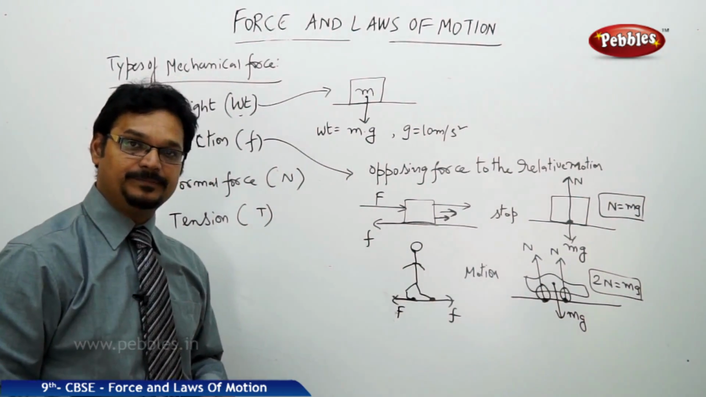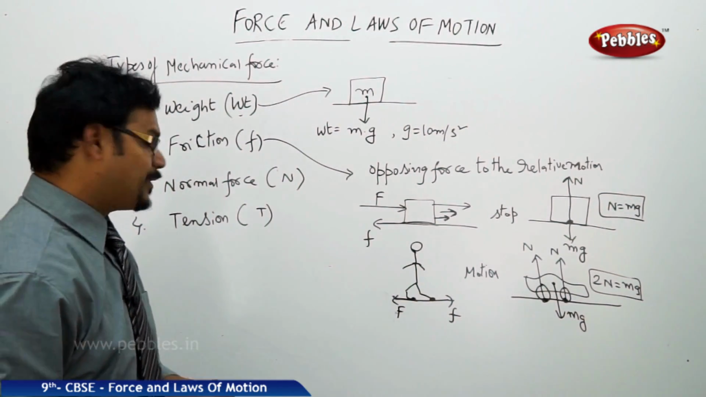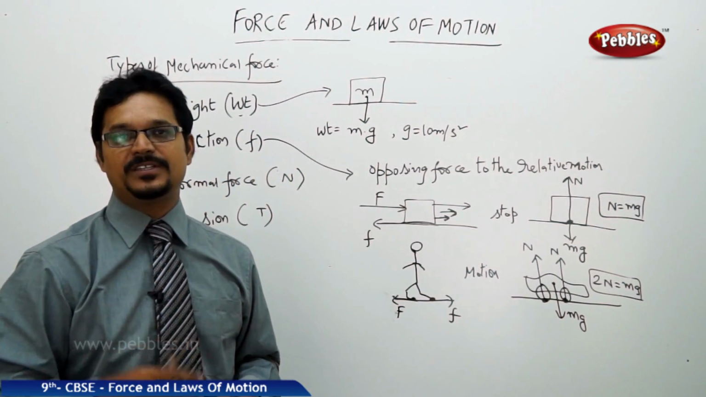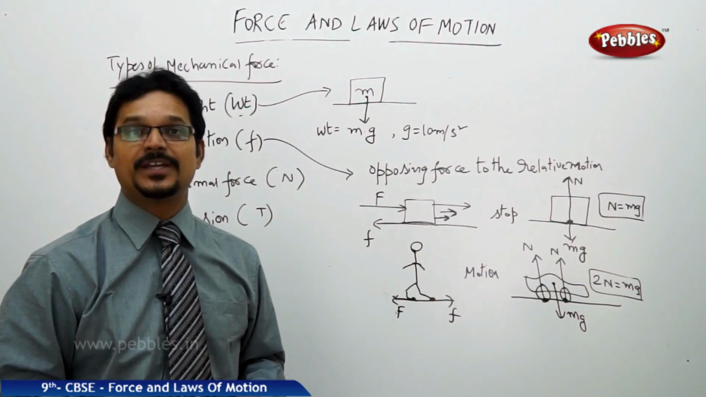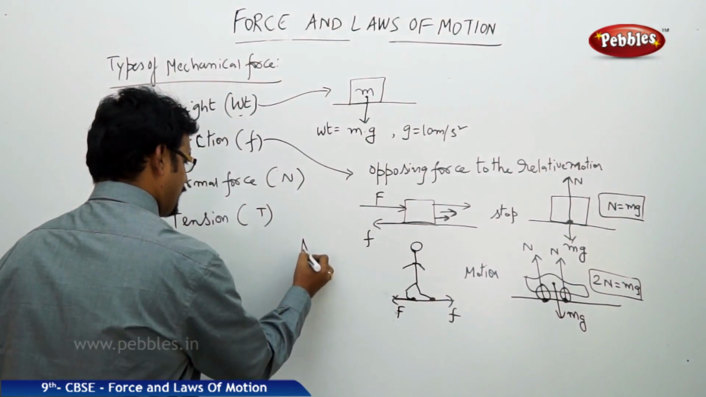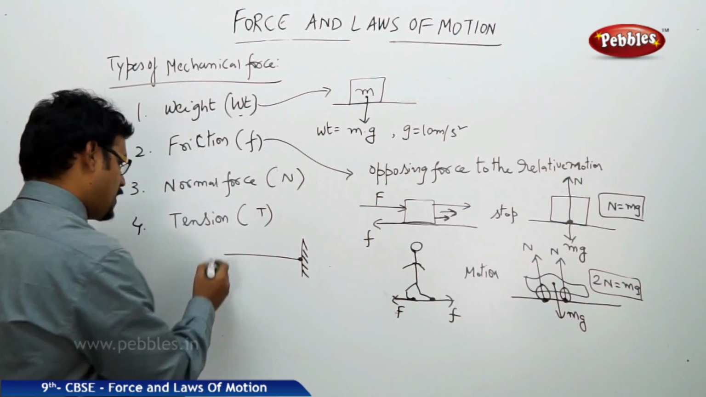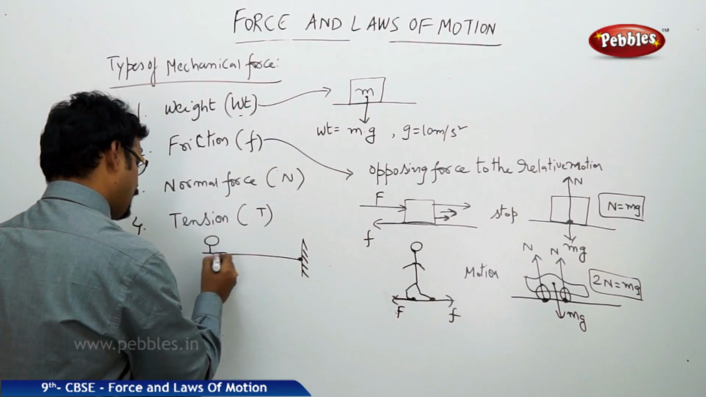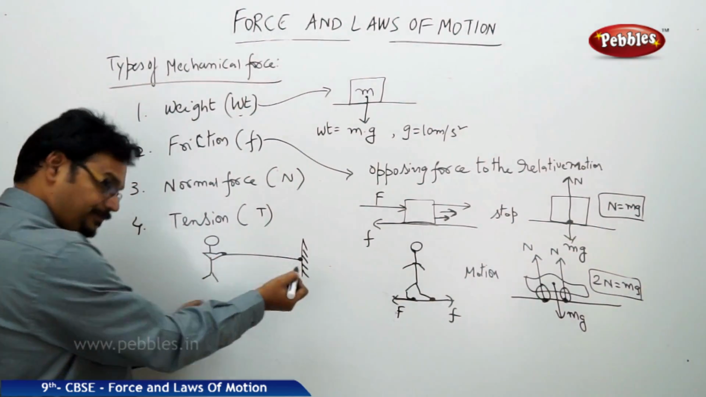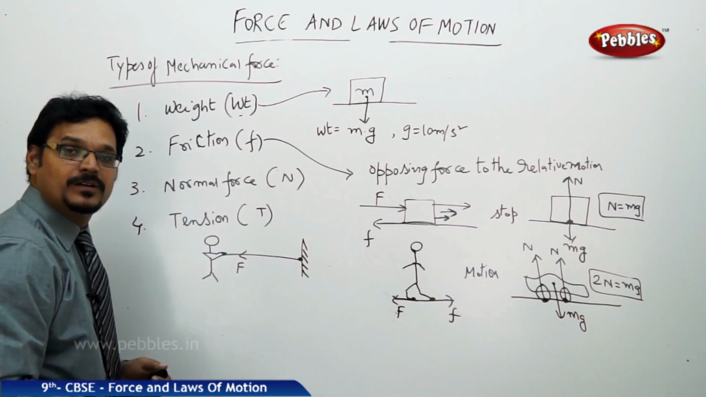Last one, tension. How do you feel tension? Tension you can experience in ropes, strings, threads, etc. Suppose there is a wall. To the wall, a rope is fixed. Now you are pulling the string in this direction. So the force is towards you.